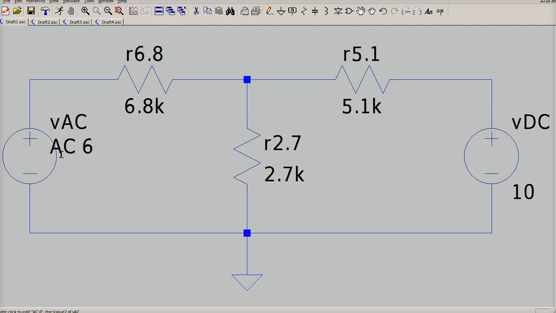So my AC 6 volts, I've got my 6.8K resistor through my 2.7K resistor. Between these two, I've got another resistor that goes over to the positive side of my 10-volt DC source. Now, what we have not done in this class thus far is go in and set up an AC source, so I'm going to show you how to do that.